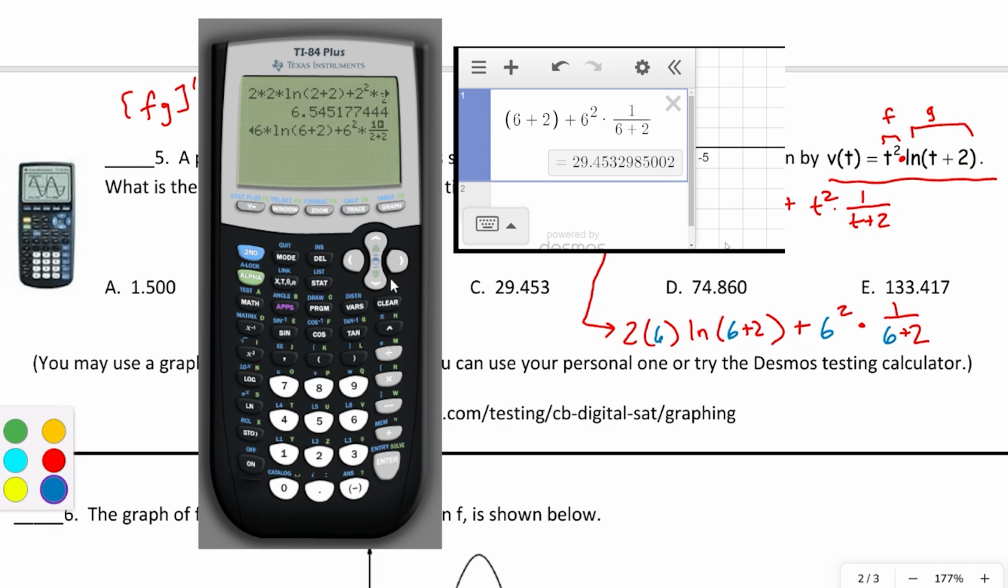So 2 times 6 times the natural log of 8 plus 6 squared is 36 times 1/8. There we go. Okay, this looks a lot better. We're going to get 29.453.